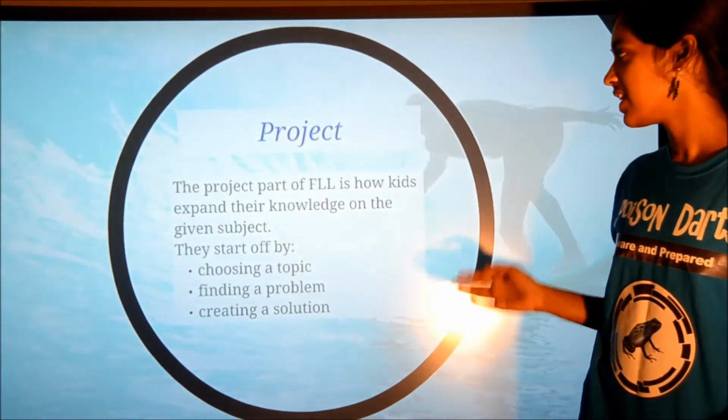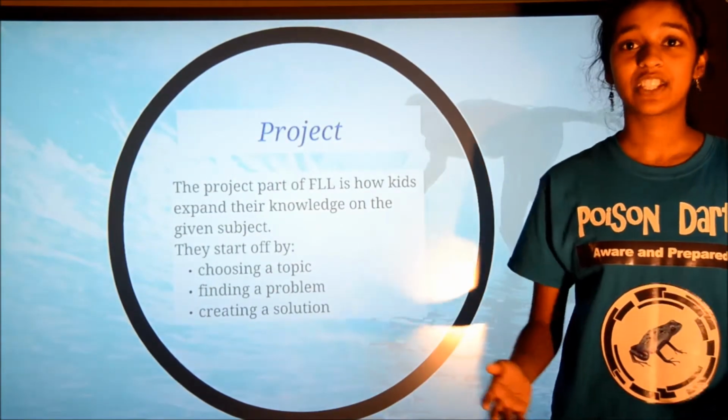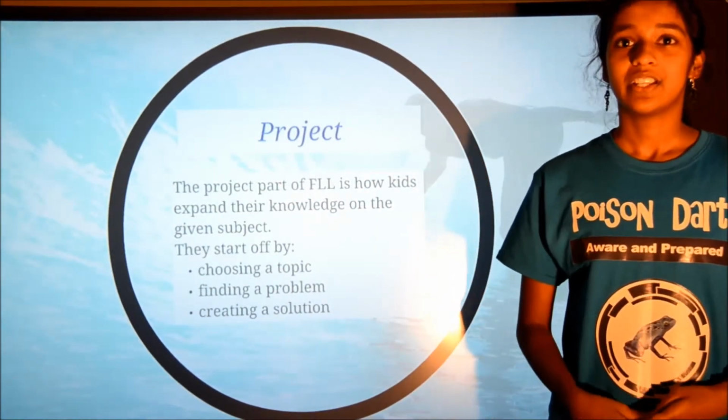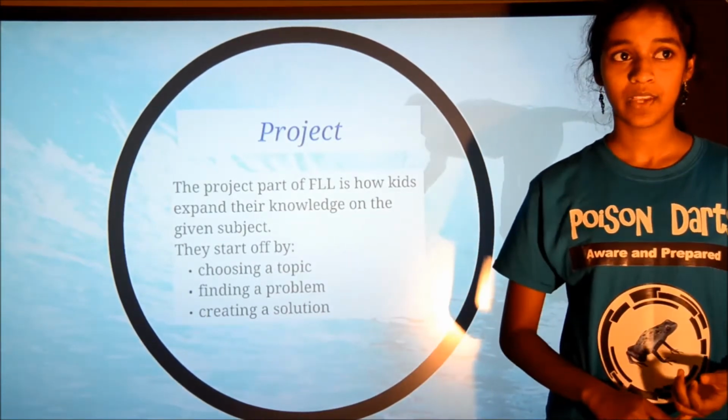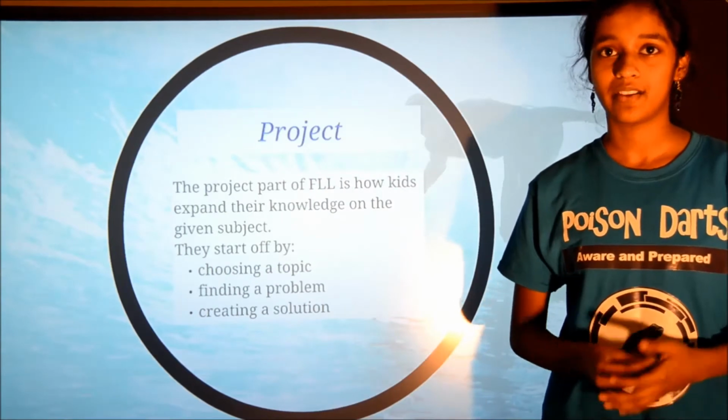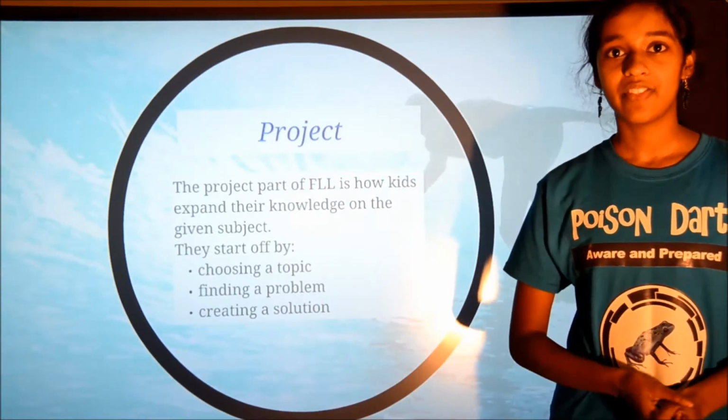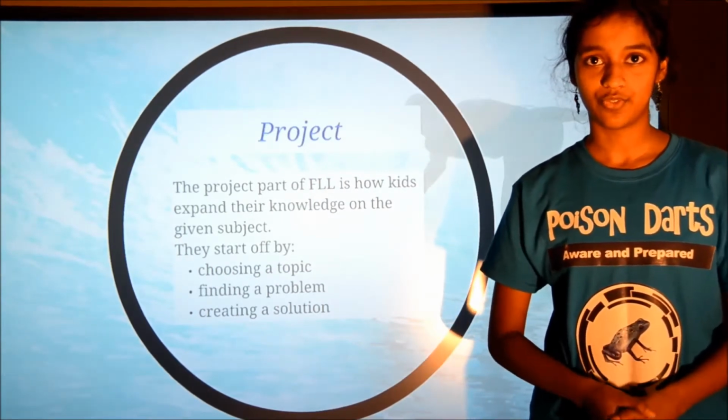Then for the project, this is a part of FLL where you have to expand your knowledge on the outside world. This year's topic is nature's fury, which means we have to choose a natural disaster, figure out an existing problem that occurs with a natural disaster, and then figure out a brand new solution for it.